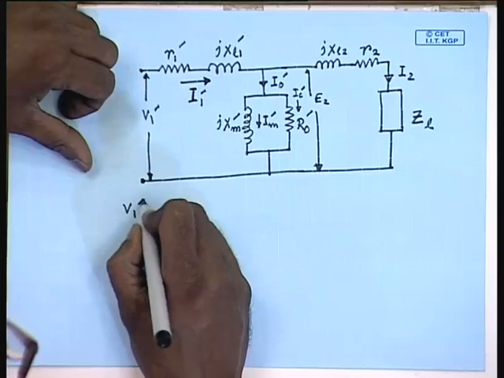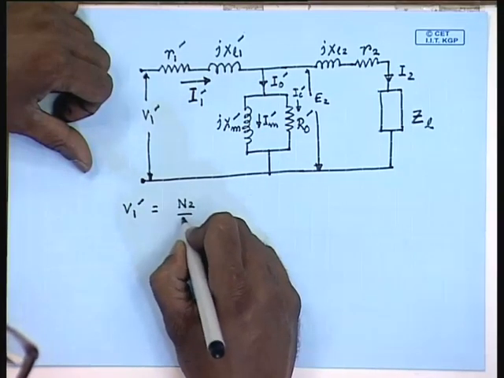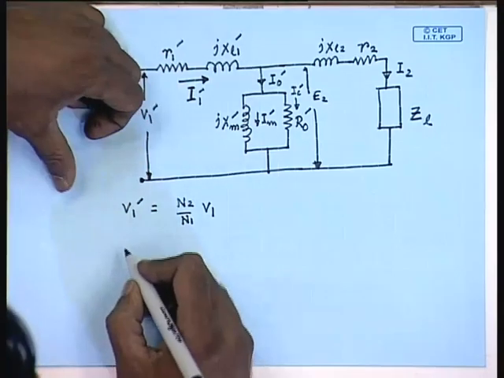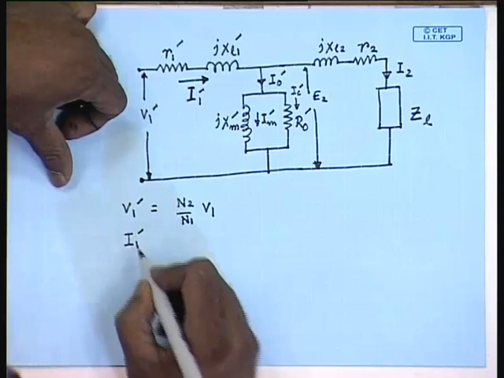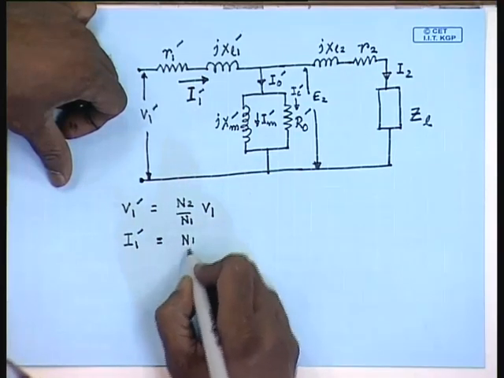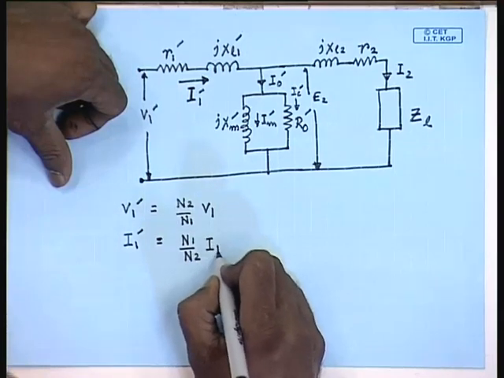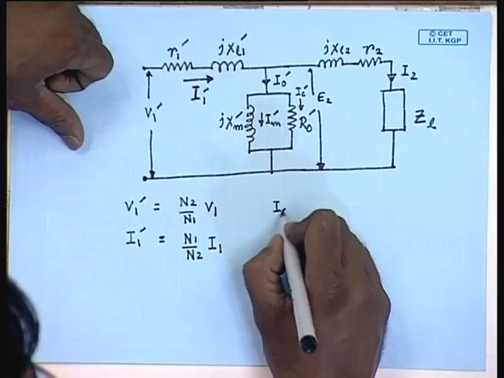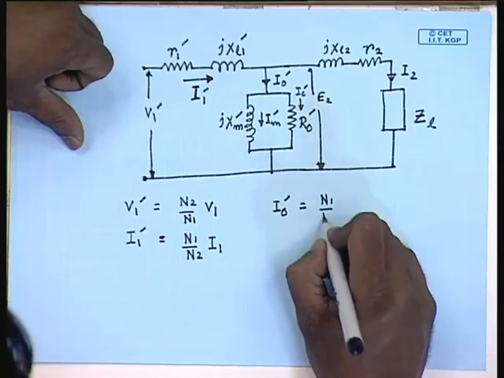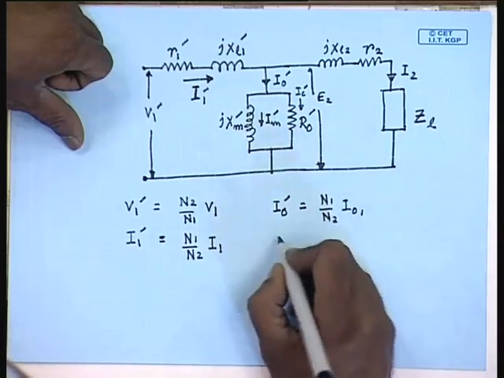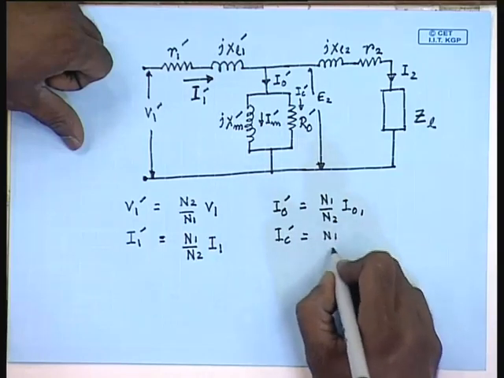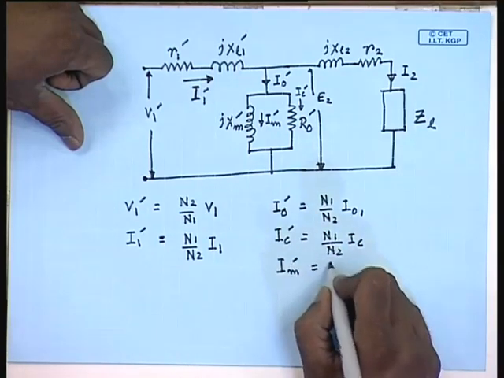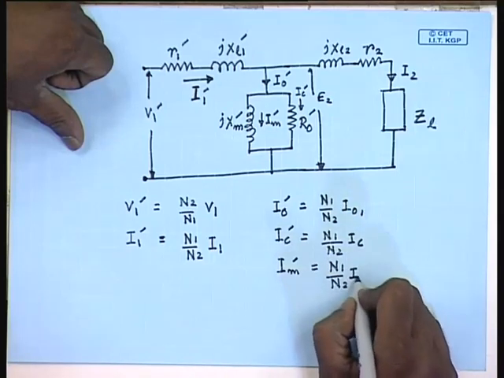relationships are V1 dash equal to N2 by N1 into V1, I1 dashed equal to N1 by N2 into I1, I0 dash equal to N1 by N2 into I0, IC dashed equal to N1 by N2 into IC, Im dash equal to N1 by N2 into Im.